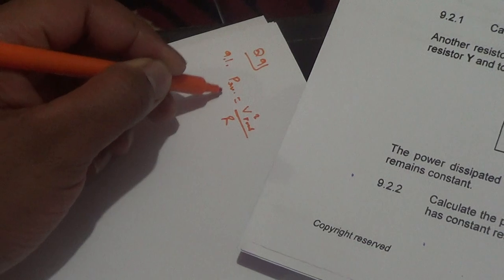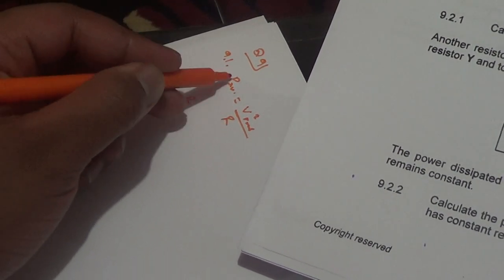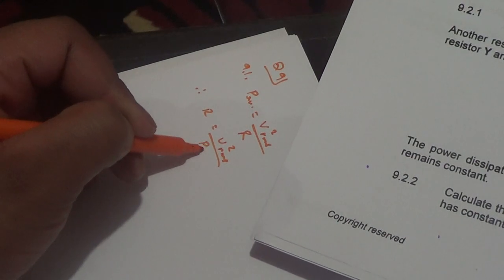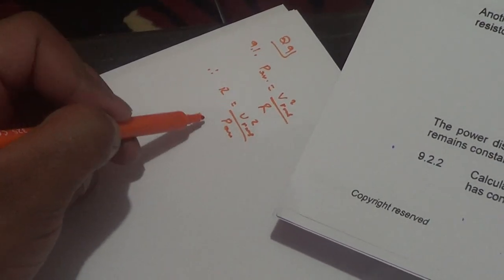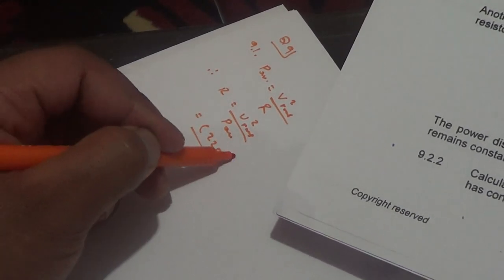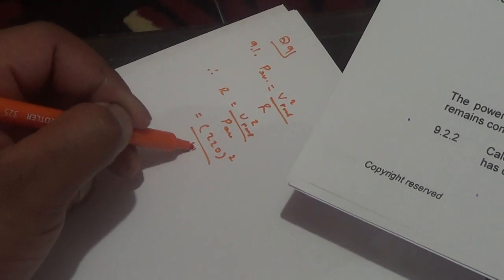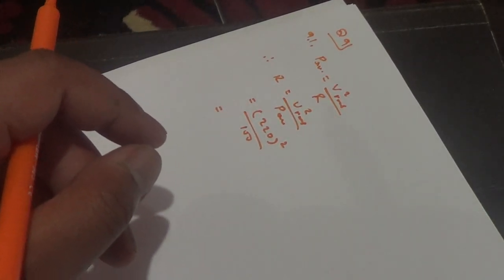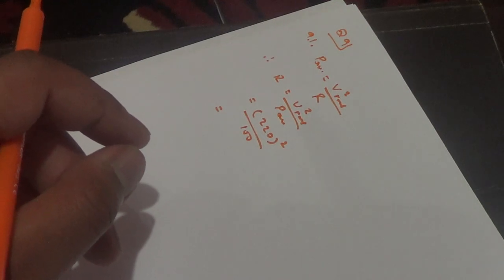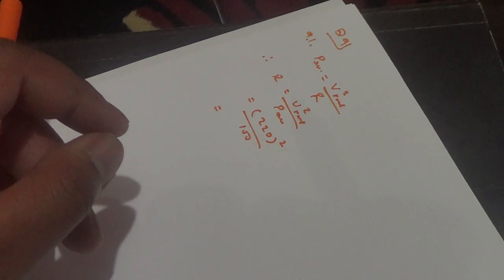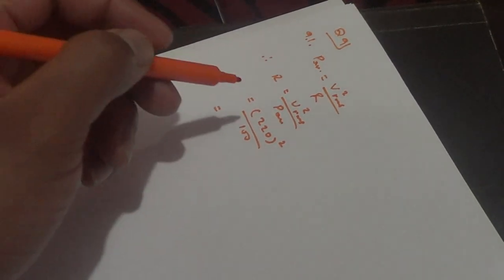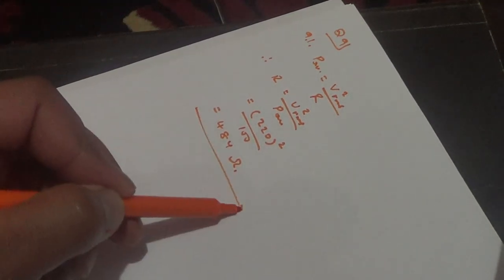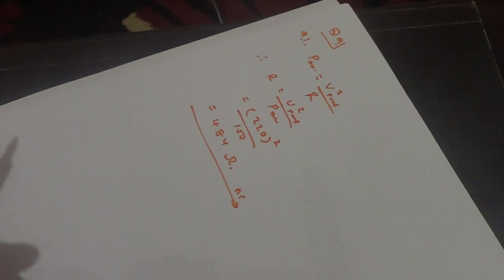So this tells us if we make R the subject of the formula, you just cross multiply and then divide by P. So our R is going to be V squared RMS over P average. So what is the V? There is 220. That is squared, by the way. Don't make the mistake of not squaring, over 100. So 220 squared divided by 100. What do we get? I get 484 ohms. Okay, that's all right. So I get 484 ohms.